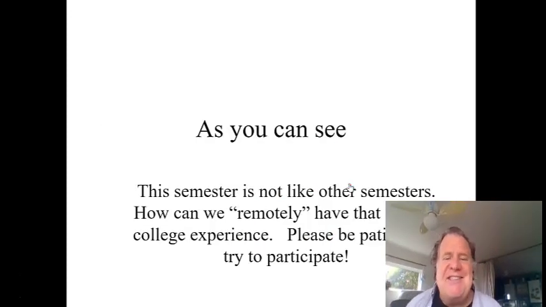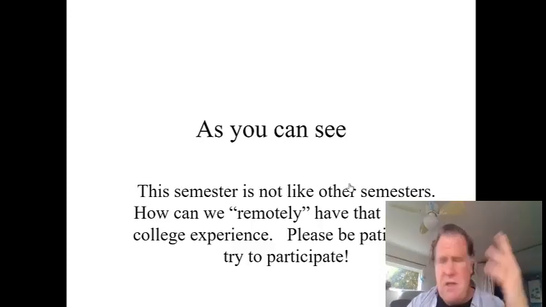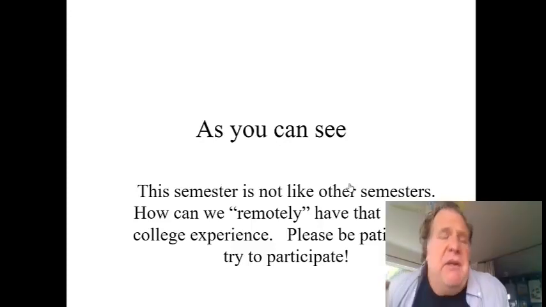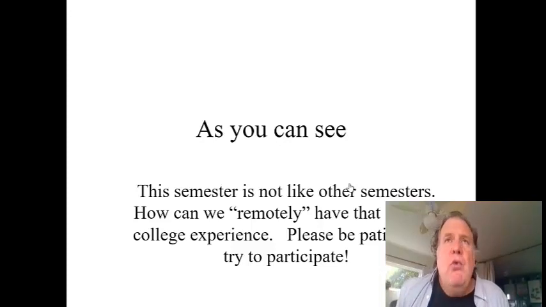As you can see, this semester is not like any other semester. How can we remotely have this college experience? To me, the college experience was going to a classroom, seeing a professor, having people sitting right next to you. This semester we don't have that, and we're going to have something like that, but it may change. What I ask of you is to be patient and try to participate. If you go to class, you participate. You give subtle hints with your head. You may gasp when somebody says something. So there's always that kind of interaction. I want to see if we can get that interaction in our classes here.